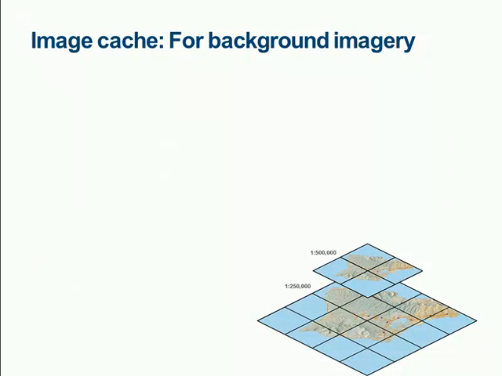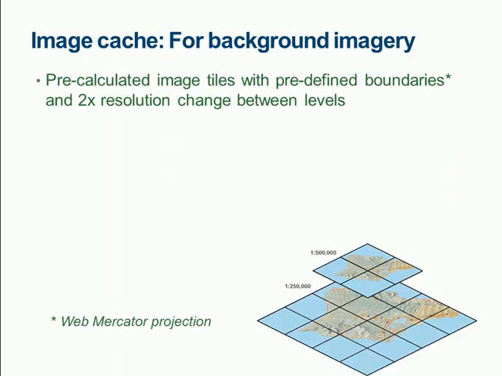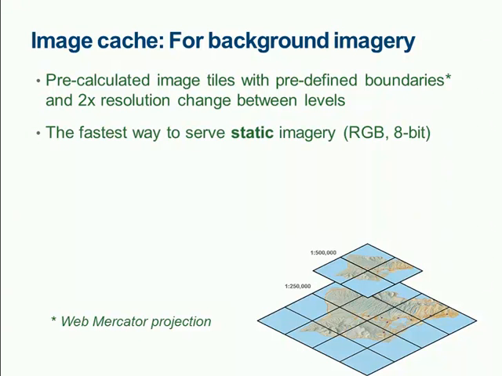There are different methods of sharing imagery via a network. The one that most consumers are used to seeing is what is technically referred to as an image cache. The cache takes a static image. Some people also call it background imagery or wallpaper imagery. And it cuts that image into tiles of fixed size with known boundaries and builds a pyramid of reduced resolution images. This is typically done in the Web Mercator projection, and it's the fastest method for delivering imagery.